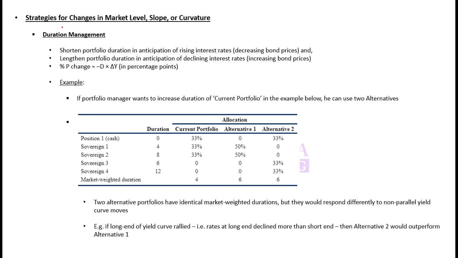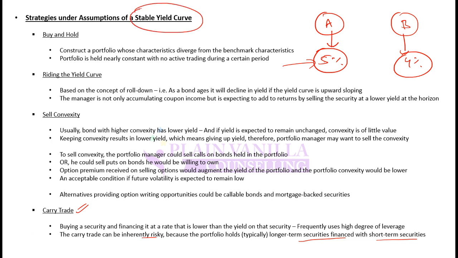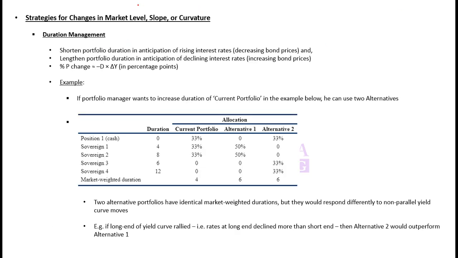Strategies for changes in market level, slope or curvature. So far we have discussed strategies assuming a stable yield curve. Now we are moving on to strategies for changes in market level, slope or curvature, that is, movement in the yield curve. So the first strategy is duration management. That is, if you expect that in future yields will go up, that means price will be going down. If price is going down, you will reduce the sensitivity of price to yield, that is, you will reduce the duration. Otherwise, if you expect yields to go down, you will increase the duration.